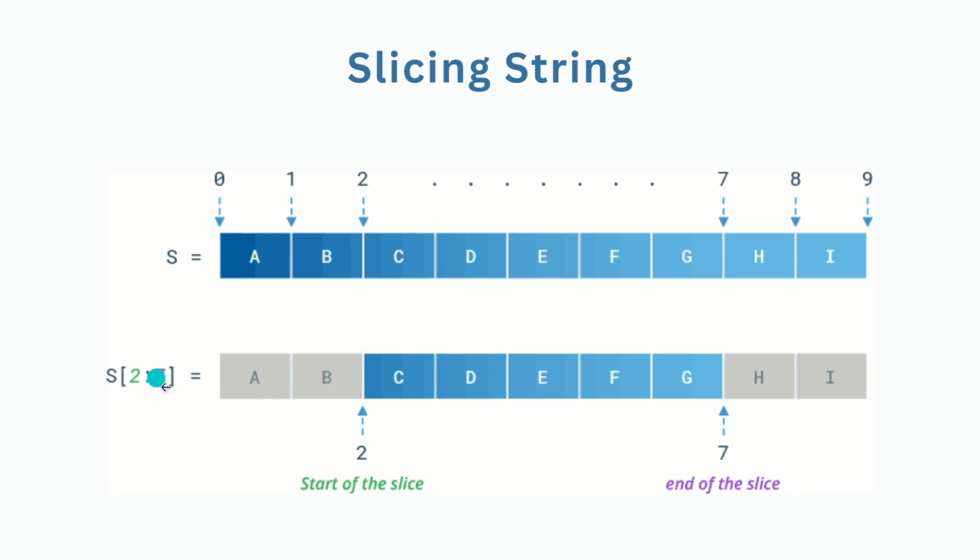Now just like you have given positive index over here, you can also use negative indexing to slice it, which we will see in the code.